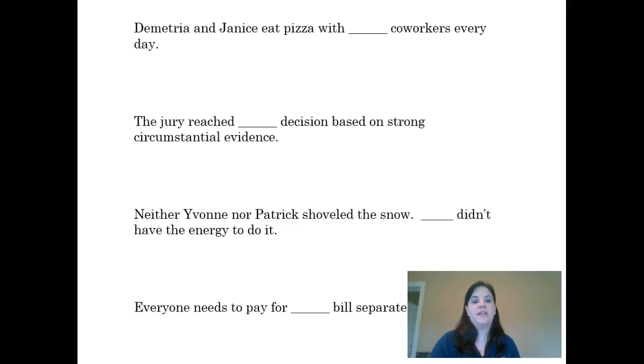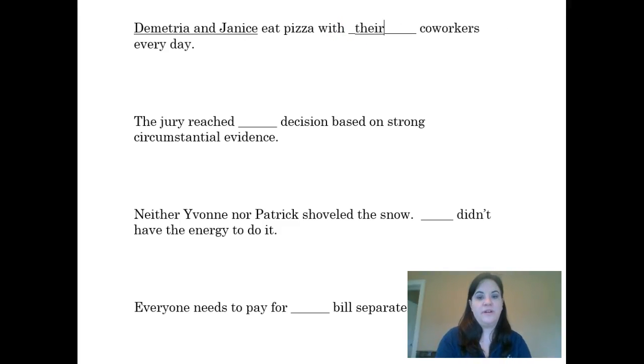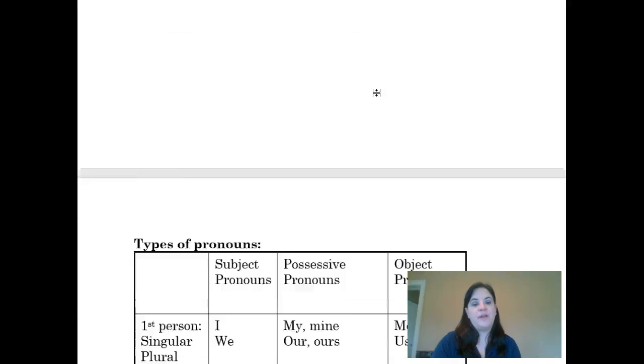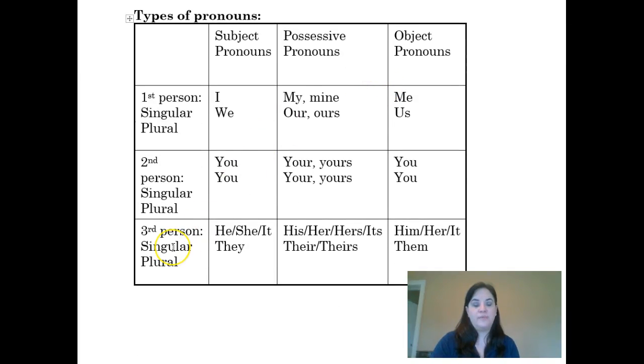So in our first example here, we have Demetria and Janice eat pizza with blank coworkers every day. To figure out who my antecedent is, I'm going to ask whose coworkers are they? Well, they are Demetria and Janice's coworkers. This is an example of a compound antecedent, or two things joined by and. I know these are plural. Because I also asked whose coworkers are they, I also know that I need a possessive pronoun. So I need a plural possessive pronoun that fits Demetria and Janice, and that would be the pronoun there. If I couldn't get that on my own, I would go down to my chart and find a third person, because I'm talking about two other people, plural possessive pronoun. My choice between there and theirs, I chose there.